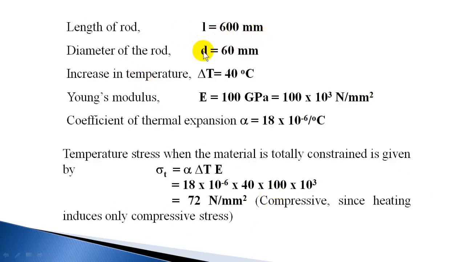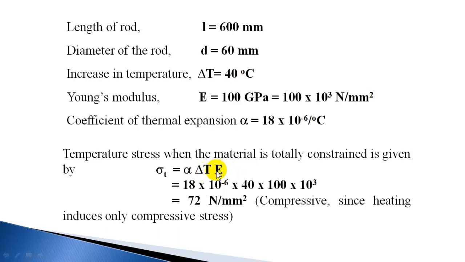Now the length of the rod is given, diameter, temperature change, Young's modulus 100 gigapascal, or 100 into 10 raised to 3 Newton per mm square, coefficient of thermal expansion alpha 18 into 10 raised to minus 6 per degree centigrade. Now thermal stress when the material is totally constrained, you can find out as alpha delta T E. That is the first case. When it is completely constrained from expansion, you can find the thermal stress as alpha delta T E. I have not taken the sign convention. I have not written it as minus alpha delta T E.